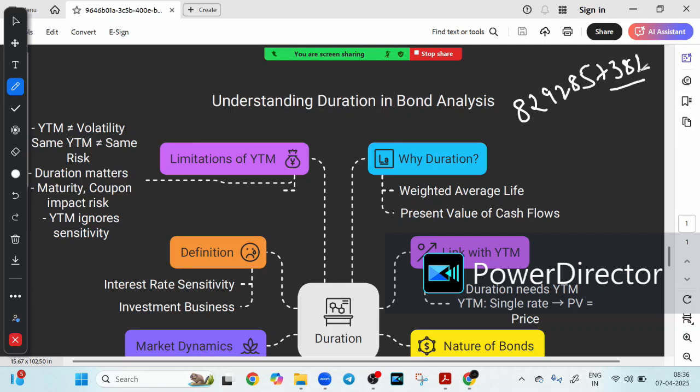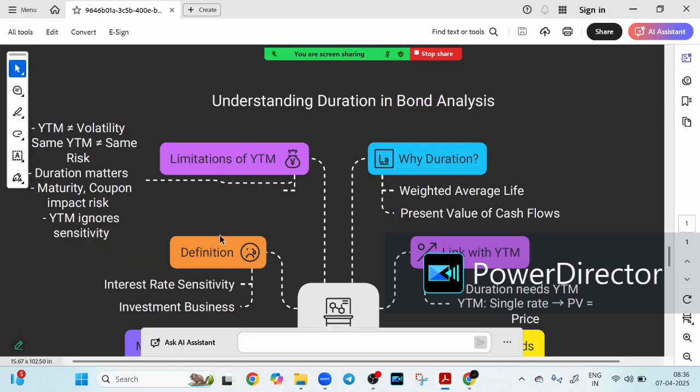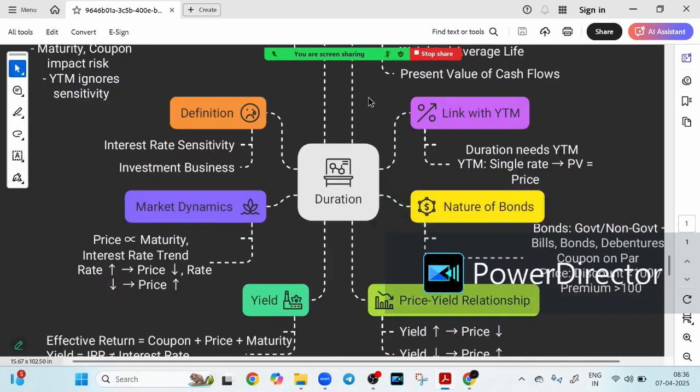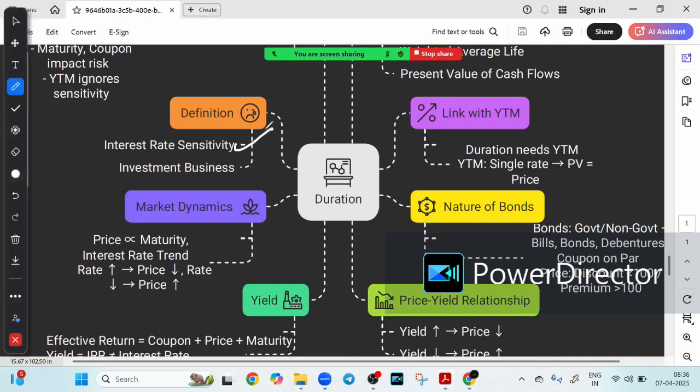Now, friends, let's look at the next slide we have. So friends, we are diving into one of the most misunderstood yet powerful tools in bond analysis, that is called duration. So duration simply tells us one thing: how sensitive a bond is to interest rate change. You see the definition here. It shows you the interest rate sensitivity, which means how sensitive our bond is to interest rate change.